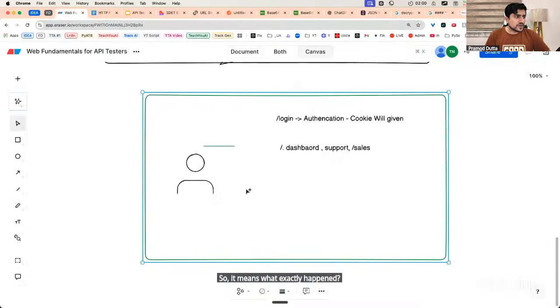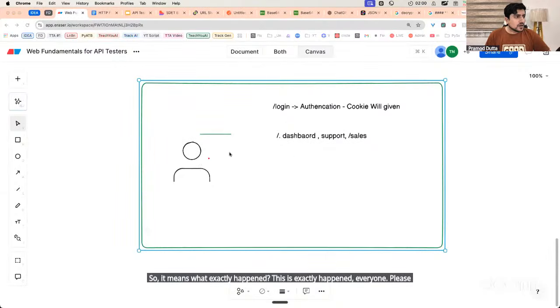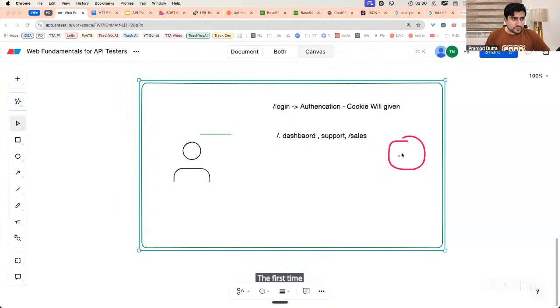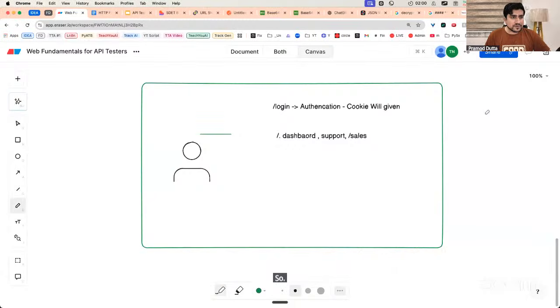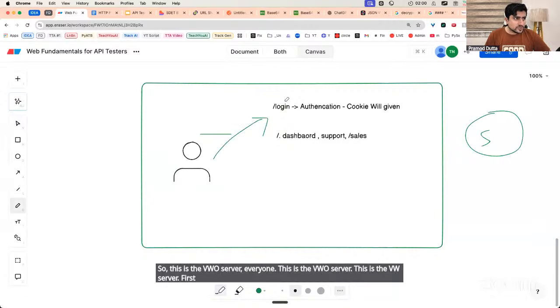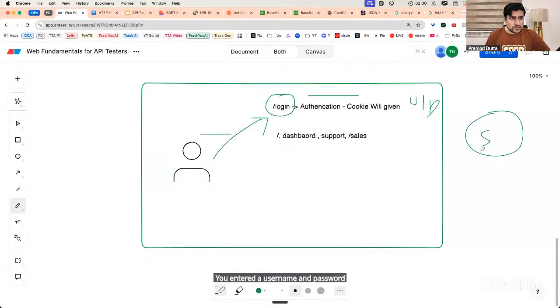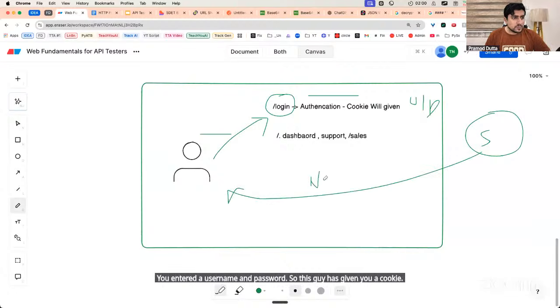This is exactly what happens, everyone. Please see this. This is the VWO server. How many of you are with me? Give me yes in the chat. The first time you used a login, you entered a username and password, so this server gave you a cookie, which is the VWO cookie, with a value like eyJ blah blah.